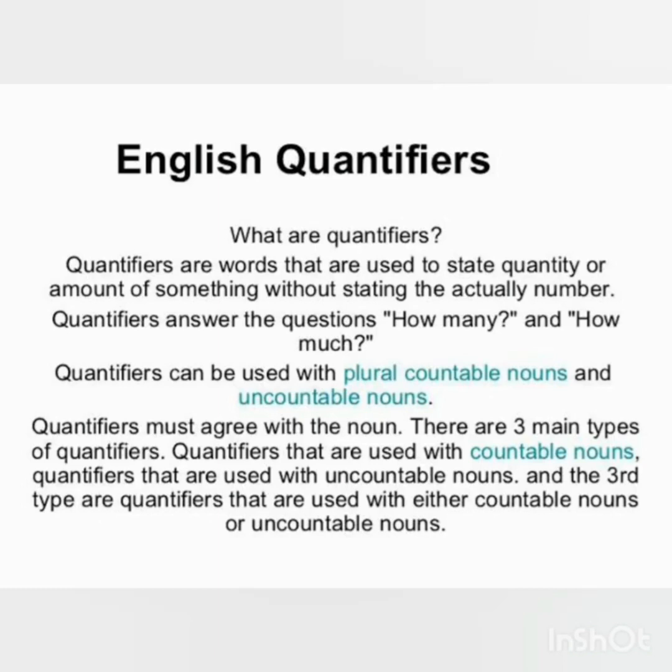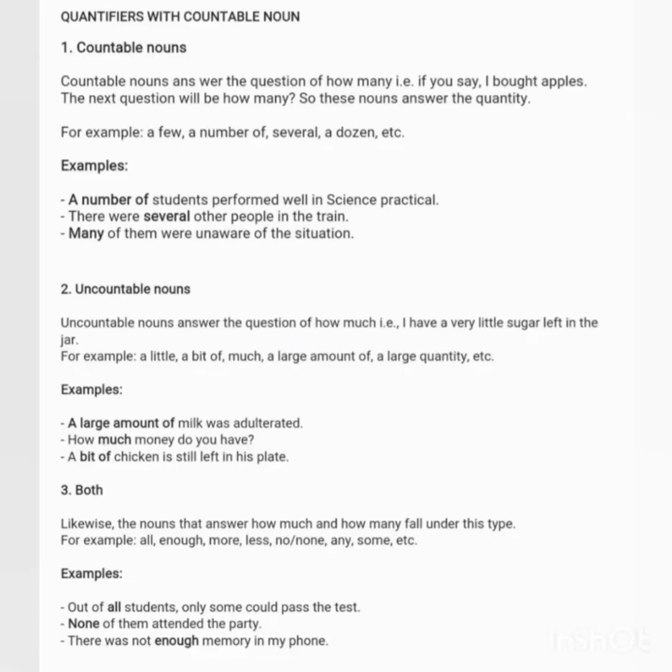There are three main types of quantifiers. Quantifiers that are used with countable nouns, quantifiers that are used with uncountable nouns, and the third type of quantifiers that are used with either countable nouns or uncountable nouns. Quantifiers with countable noun, uncountable noun, and both are given here.